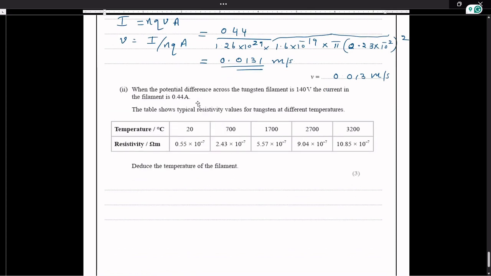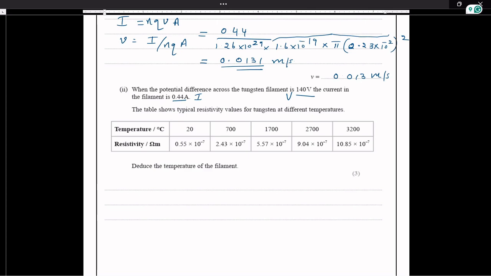Now the next part of the question is, deduce the temperature of the filament. Here, the potential difference across the filament is 140 volt, which is already given in the first part, and the current is 0.44. So there is a voltage and there is a current. Deduce the temperature of the filament. Here the temperature and resistivities are given, so we have to calculate the resistivity, and using that resistivity we can say what the temperature is.